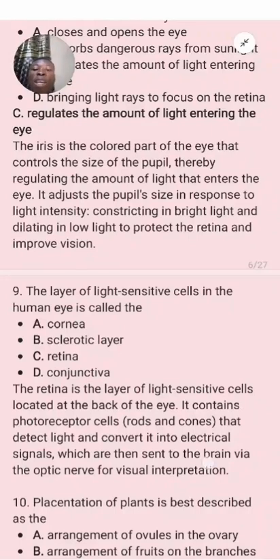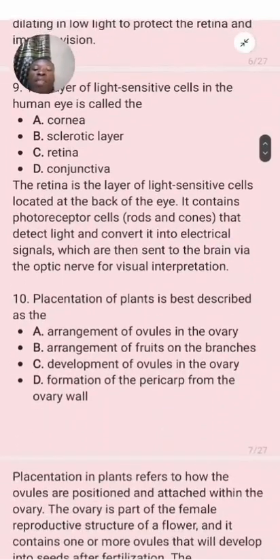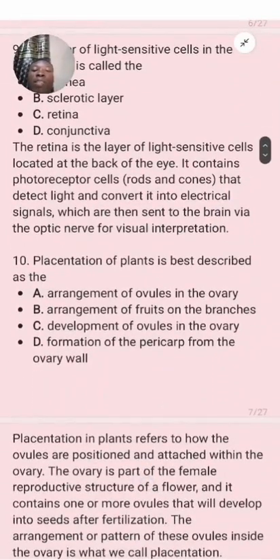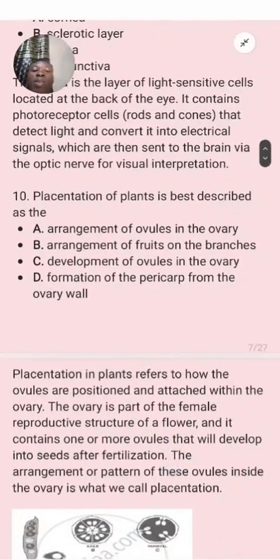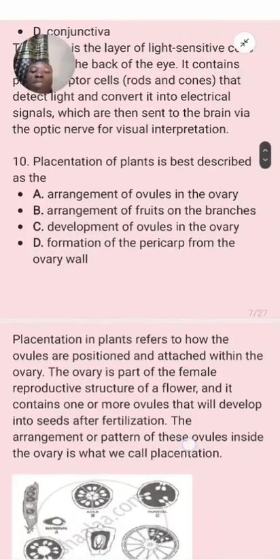Okay. Then question 10. Placentation of plants is best described as the dash. That is the arrangement of ovules. The arrangement of ovules in the ovary.